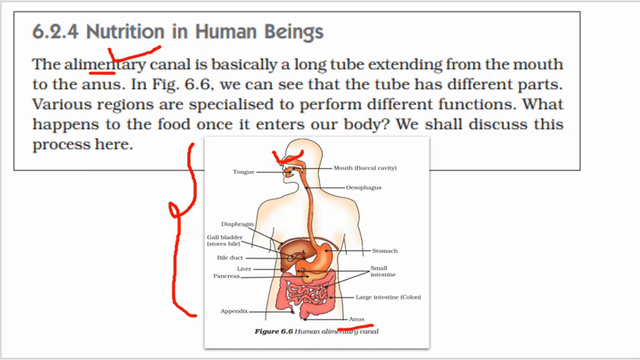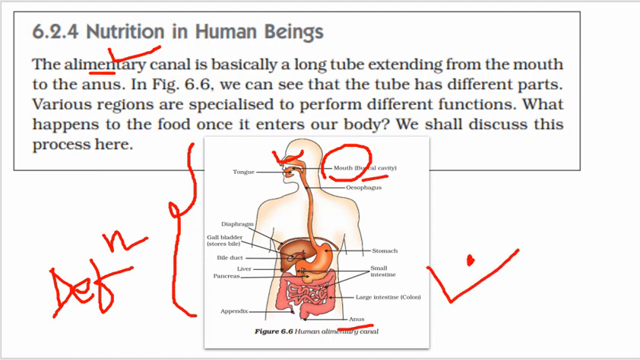I repeat one more time, the alimentary canal is basically a long tube extending from the mouth, that is the buccal cavity, to the anus. So this is the definition of the alimentary canal. And then you have to draw this figure. This figure is most important for the exam, so you have to draw this figure one more time, and then remember all the organs which are included in the digestive system.